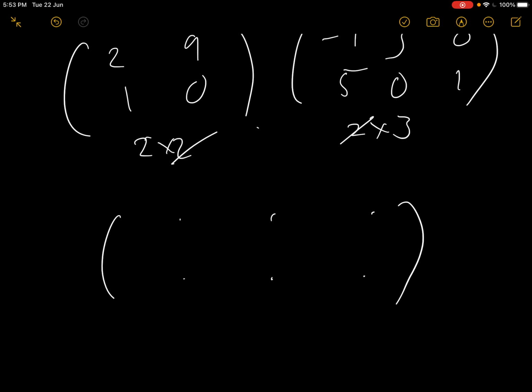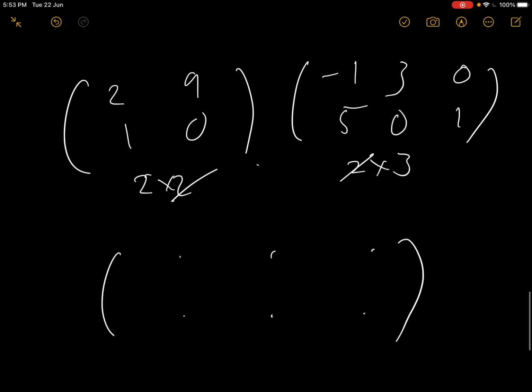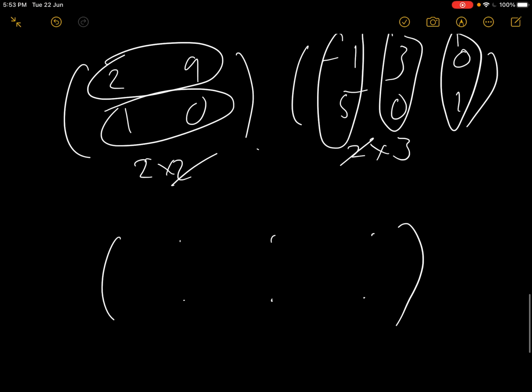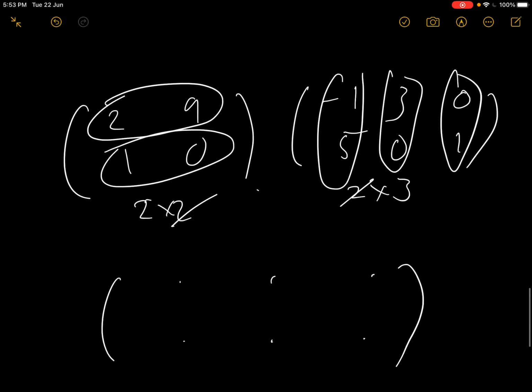Now, here's the confusing part. And the way to make it less confusing is to circle every single row and every single column. Every single row of the left matrix and every single column of the right matrix. Or every single row of the first matrix and every single column of the second matrix. Oh my god, I got it mixed up. But you get what I'm saying. So first matrix is the rows, second matrix is the columns. And you want to multiply them by each of them.